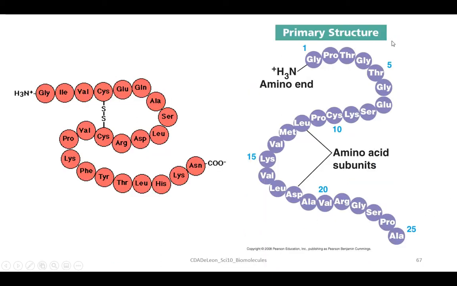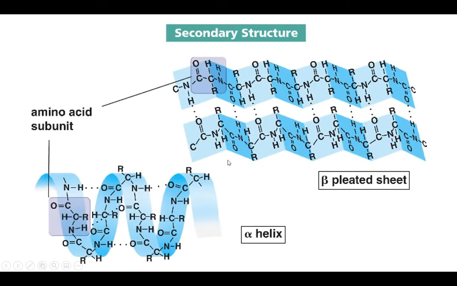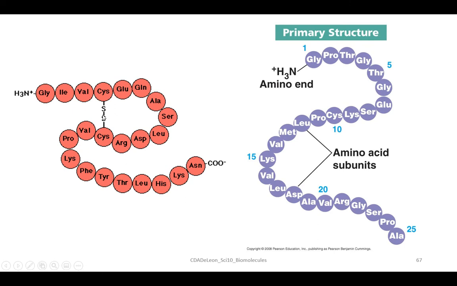So, this is an example of primary structure. So, this is the amino end. So, we have what we call amino acid subunits. So, at some point, there are connections, no? Or bonds. That's why we get this kind of formation.